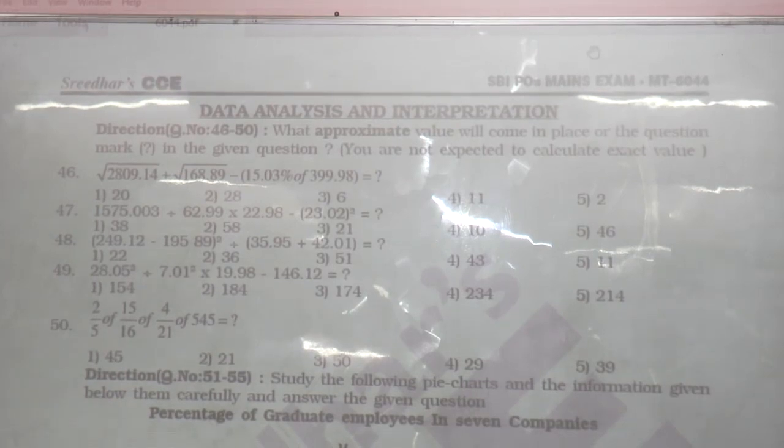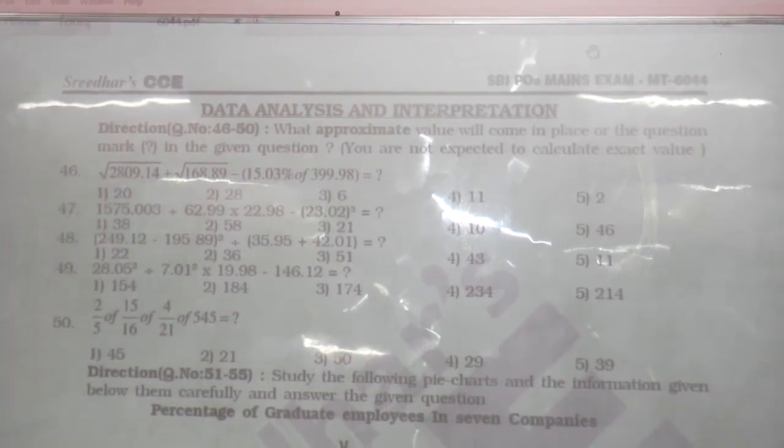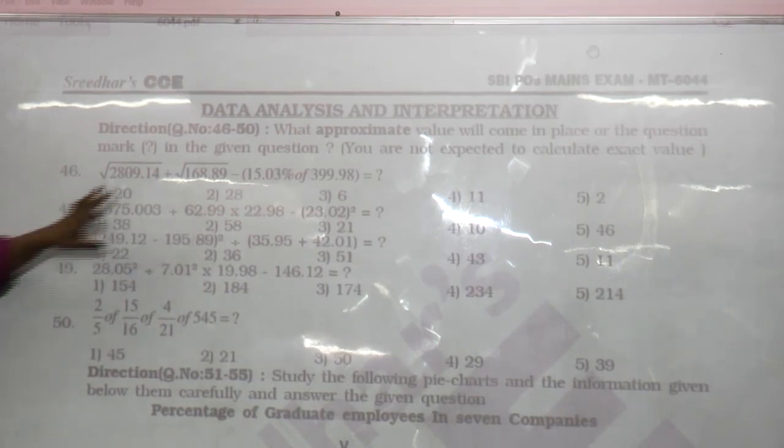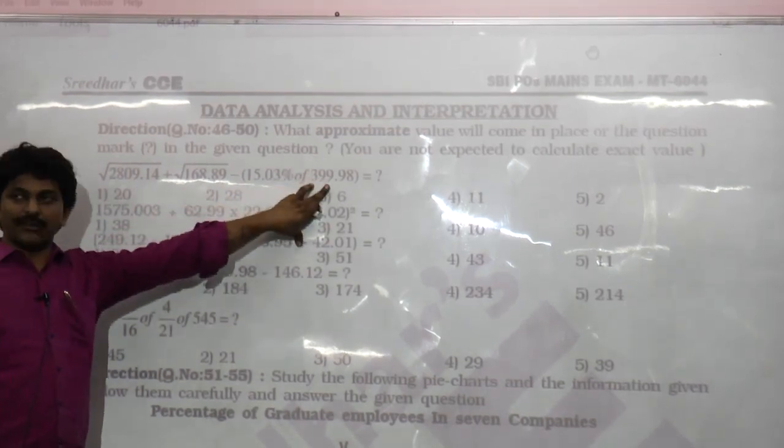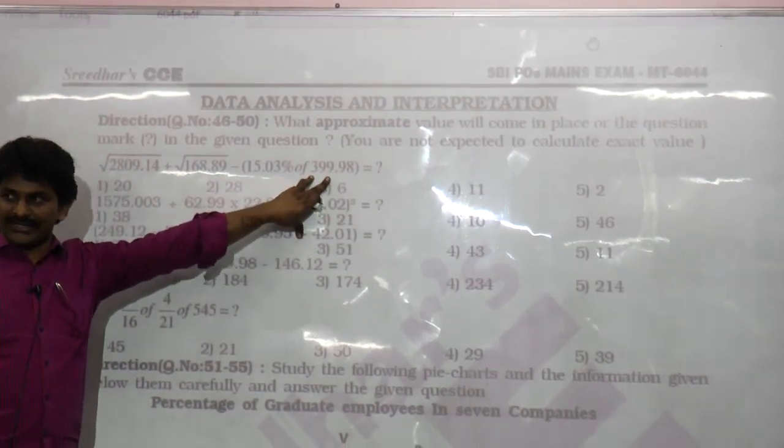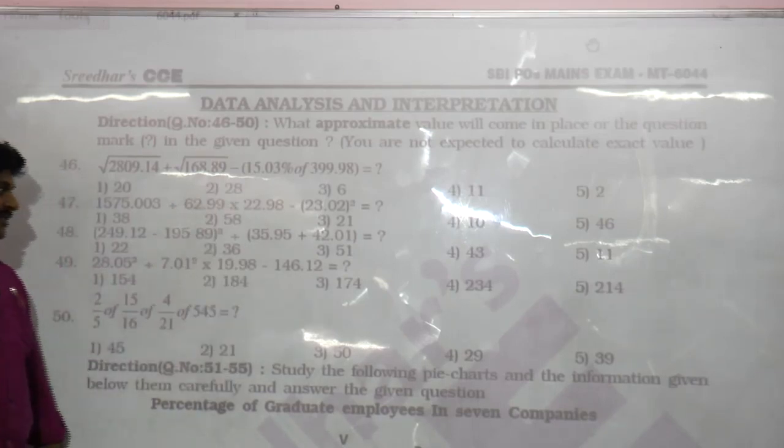2809. Under root 2809, 53 plus 13, 66. Minus 15% of 400. 15% of 400 is 60. 66 minus 66.